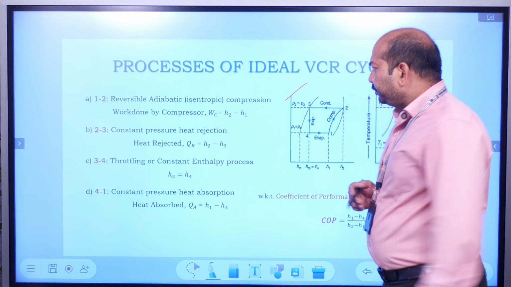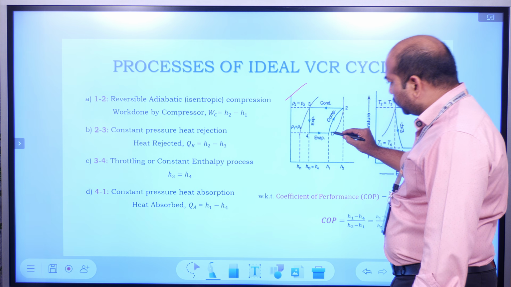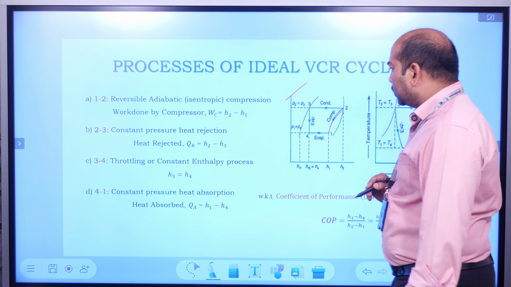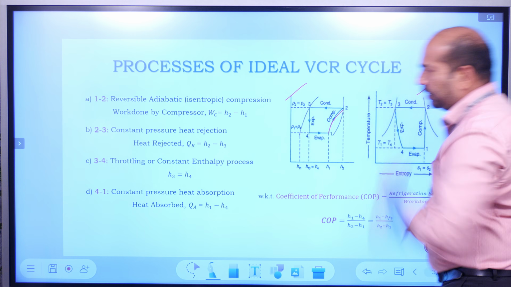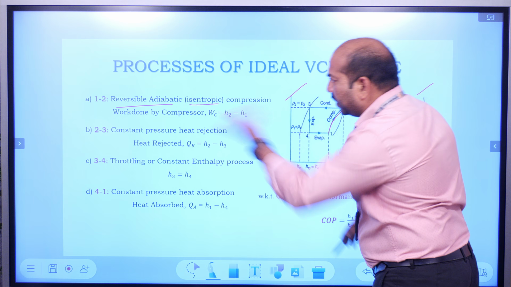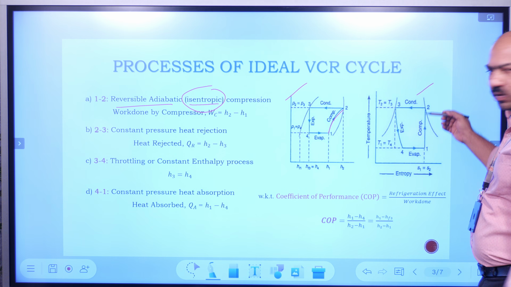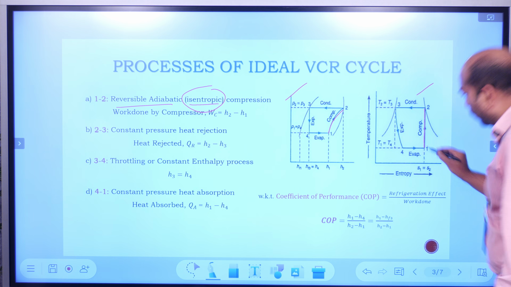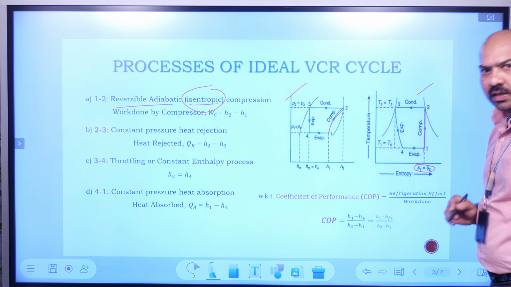Like I said, during the 1 to 2 process, if you observe in the pH diagram, it is compression, the work done by the compressor. In the TS diagram, as I said, it is a reversible adiabatic or isentropic process where entropy remains constant. That constant entropy process can easily be observed in the TS diagram for the 1 to 2 process, where S1 equals S2. During the 1 to 2 process, entropy remains constant.